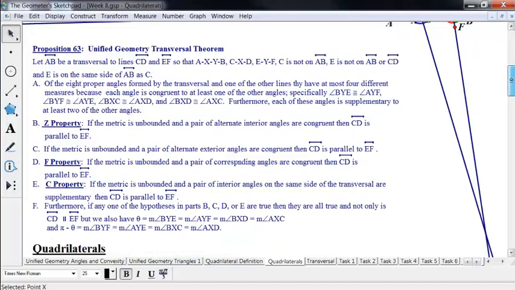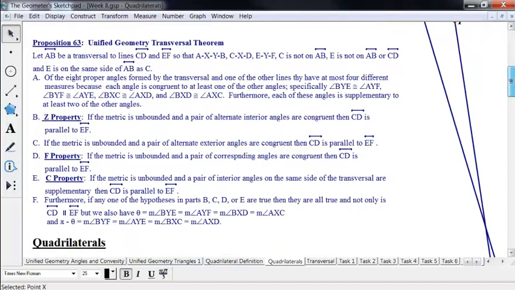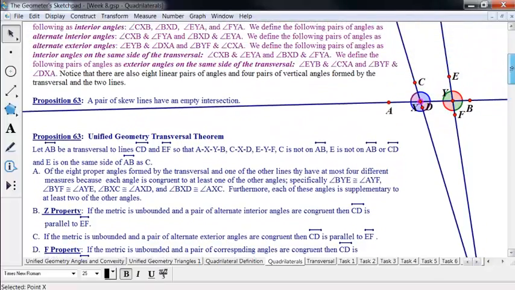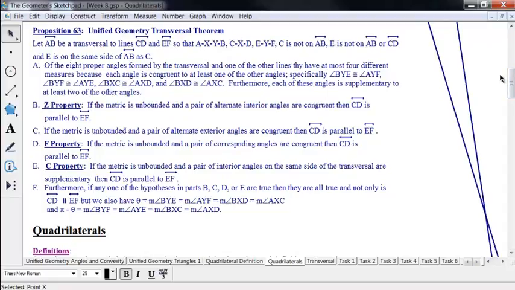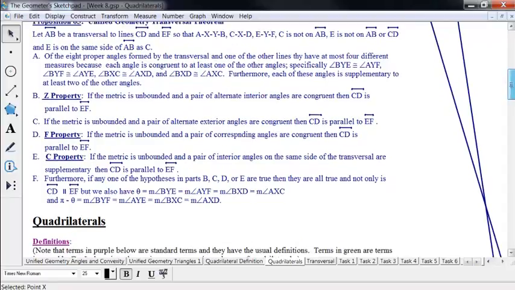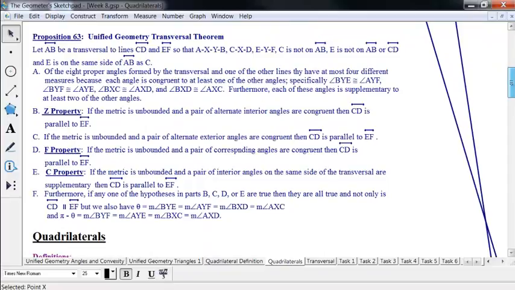Okay? So notice these start with some congruent angles, basically, and then show us that the lines must be parallel. So we're going to investigate the converse of that a little bit later on as well.